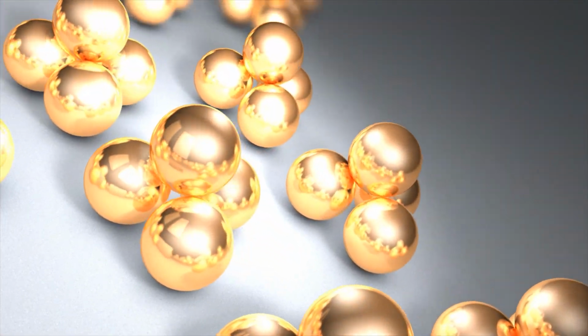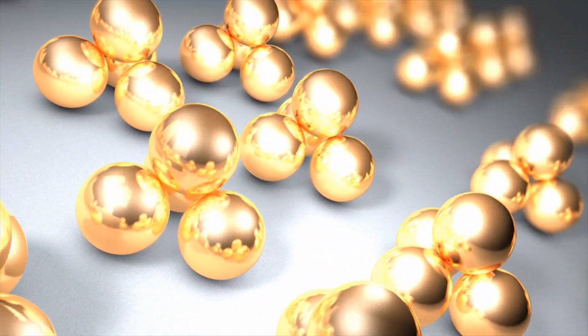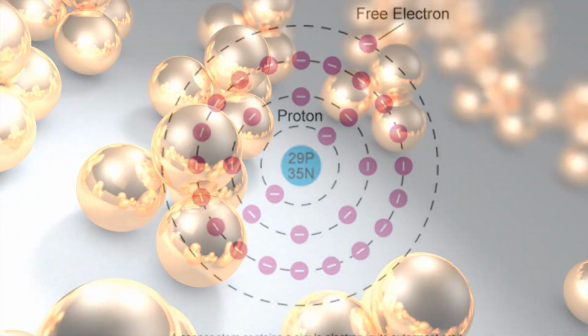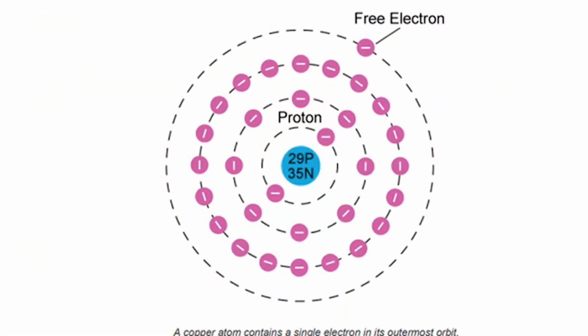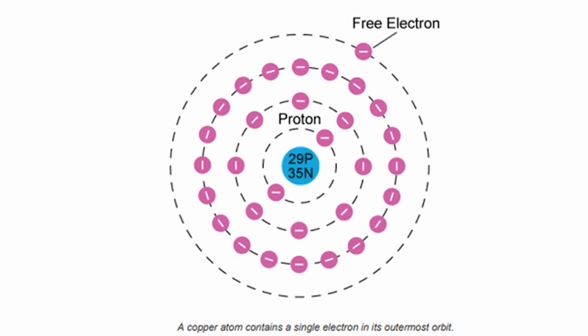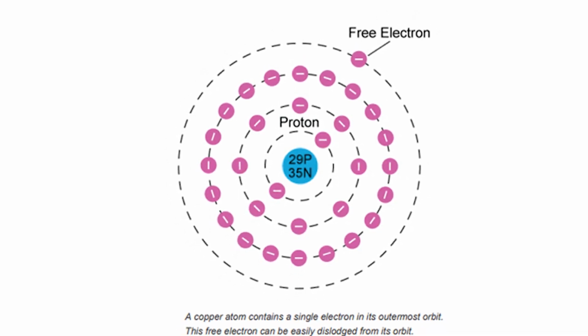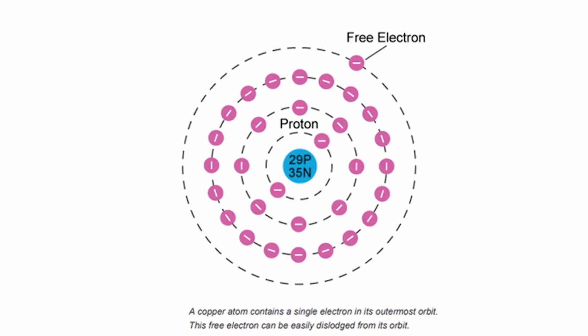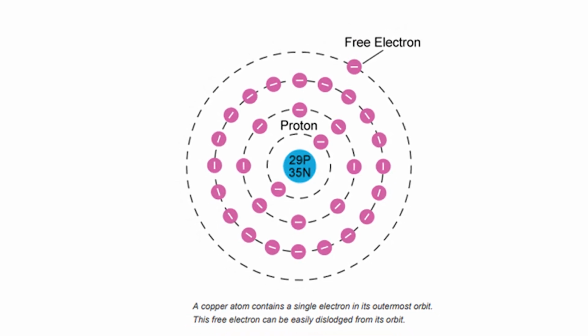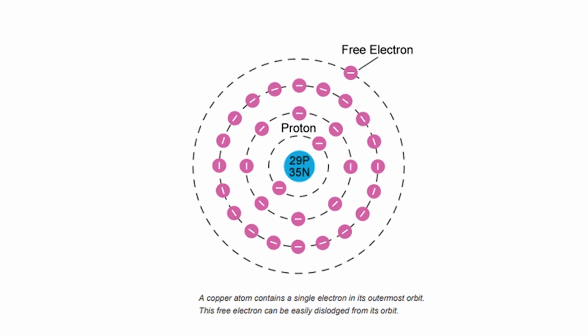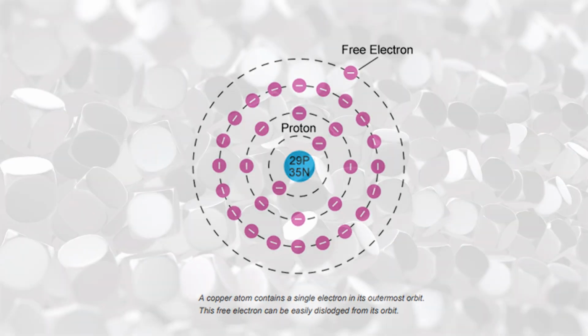However, a copper atom contains 29 protons and 29 electrons, which orbit the nucleus of the atom. Since the first 28 electrons occupy the first 3 shells, we have 1 electron left for the 4th outermost shell of the copper atom. This is called a free electron or a valence electron that can be easily removed from the copper atom due to its distance from the nucleus.